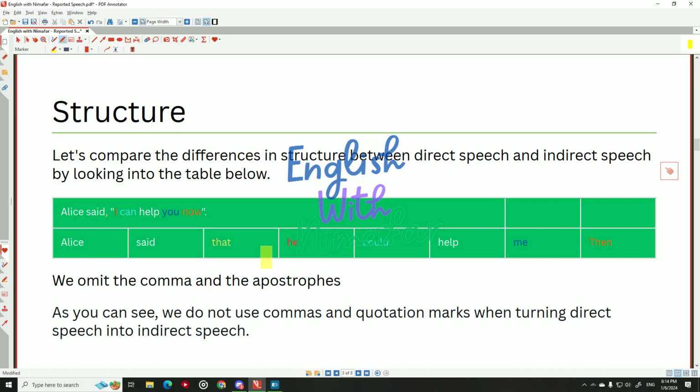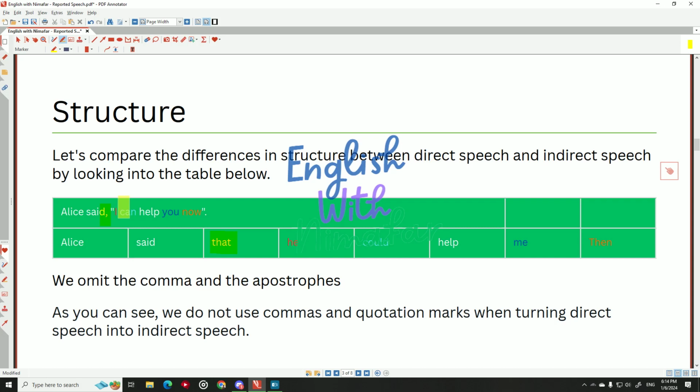Let's compare the differences in the structure between direct and indirect speech by looking into the table below. So, Alice said, we wanna change it, we remove the comma, we put that, and this is optional. It's on you. You can either use that or you can completely remove it, omit it. So, Alice said that I. Okay, Alice is a boy or girl. Let's say he's a boy. So, we use he. Can. What is the past of can? You know that. Could. Help the same. You.